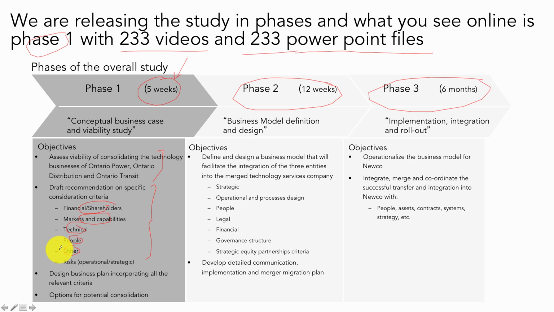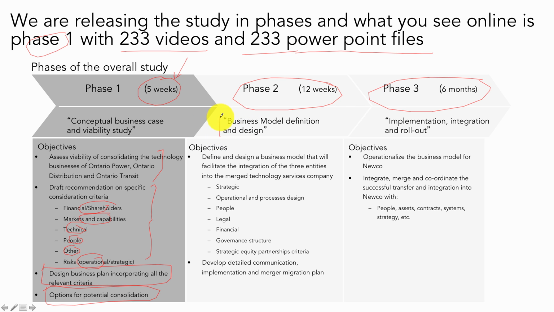We'll look at other risks that we have not yet identified, but as we go through the study, we'll realize are important, things like dealing with the unions. What are the risks, both at an operational and strategic level, of going ahead with this merger? We'll then present a business plan for how to do this, and we will present options and analyze the options for consolidation. Phase 2, once we've given the decision, yes, go ahead and do this.